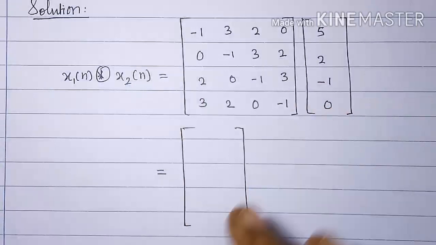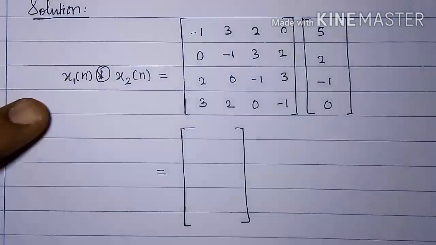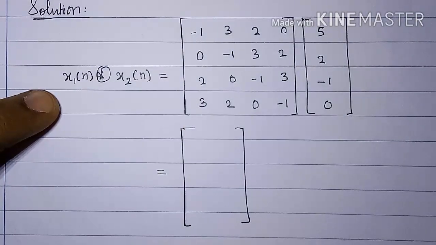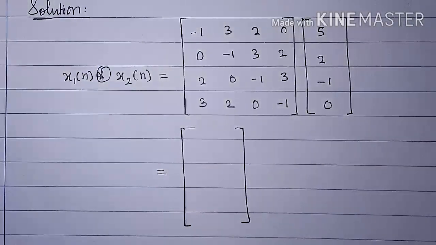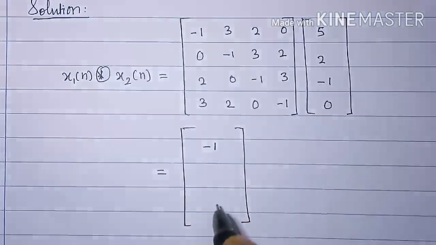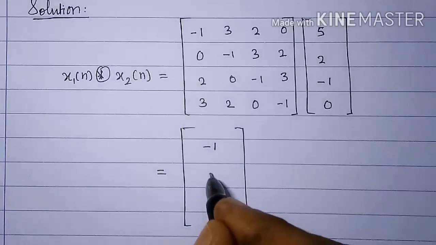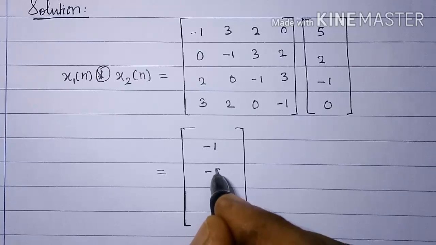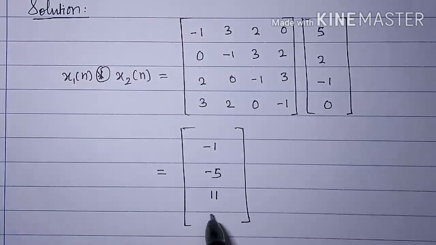By multiplying these two matrices we get circular convolution sum of x1 of n and x2 of n, and that is -1, -5, +11 and +19.